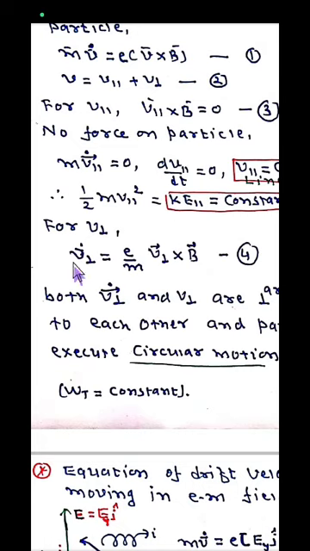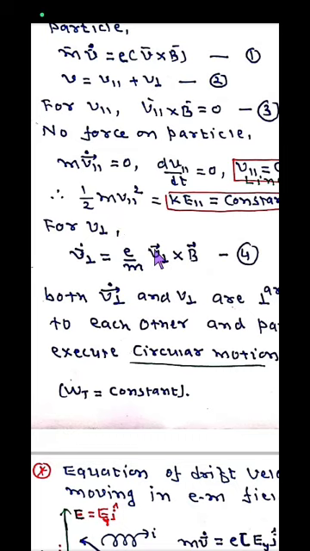Why is it so? Because in a circle, the centripetal force is toward the center and the tangent represents the velocity. I mean, A equals B cross C. B is perpendicular to A, and C is also perpendicular to A. That means this will be perpendicular to this, and this will be perpendicular to this also. That means you find an equation of motion such that acceleration is perpendicular to velocity.